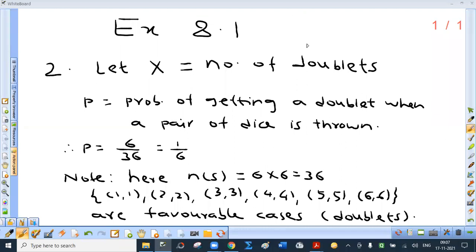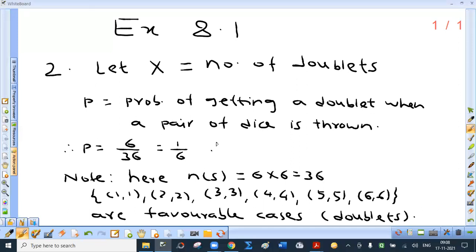Now second sum, a pair of dice is thrown 4 times. If getting a doublet is considered a success, find the probability of 2 successes. Let X be the number of doublets. So p is the probability of getting a doublet when a pair of dice is thrown. Actually, when 2 dice are thrown, there are 36 sample points in the sample space. What do you mean by doublet? Means the same score on both the dice. So out of 36, these 6 are in favor, and that is why small p is what? It is 1 upon 6.